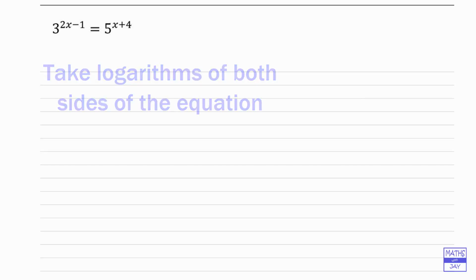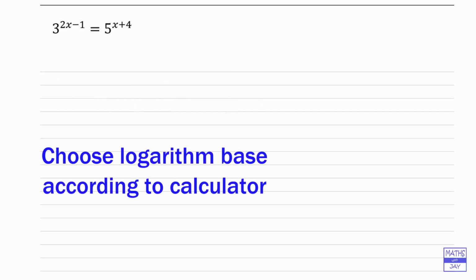Now we can choose what base we want, and the usual bases would be 10 or e. If you choose base 10, then you would go for log to base 10. If you choose base e, then you would go for the natural log. So that's just telling you which key to use on your calculator.